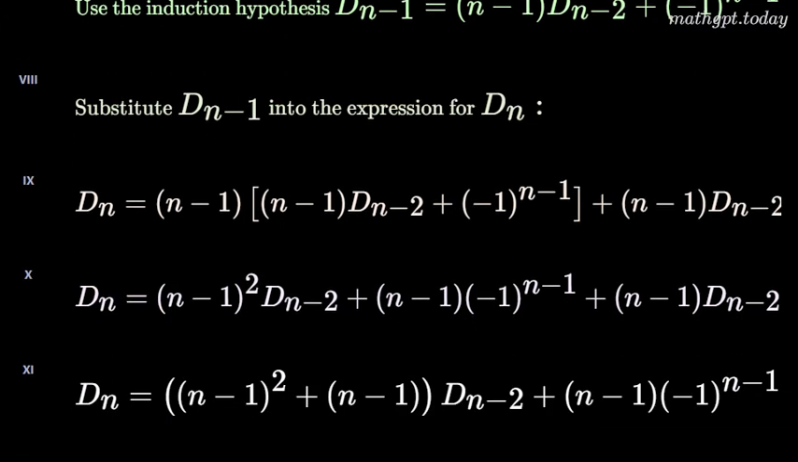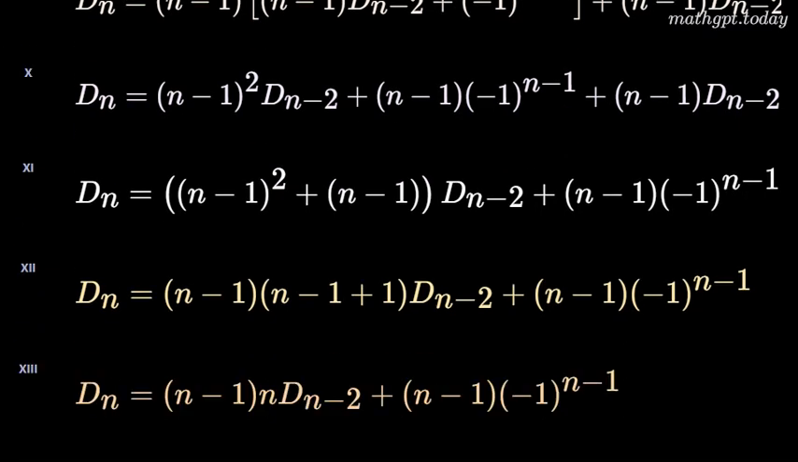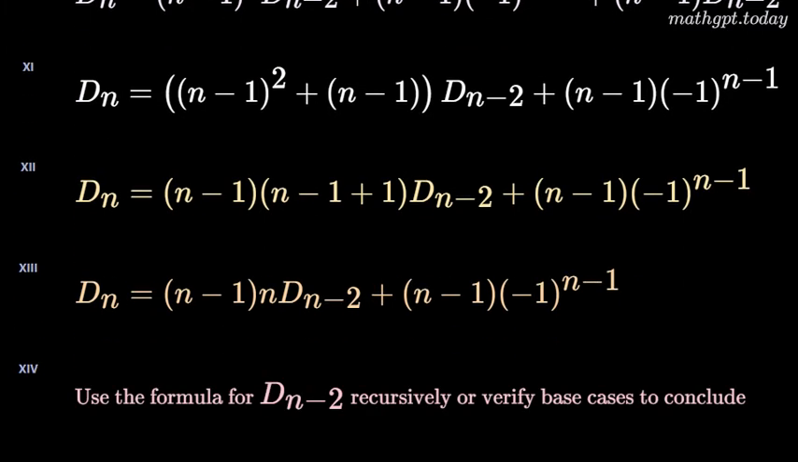Next, we combine like terms to get d_n equals the sum of (n-1)^2 plus (n-1), times d_{n-2}, plus (n-1) times (-1)^{n-1}. This simplifies to d_n equals (n-1) times ((n-1) plus 1) times d_{n-2} plus (n-1) times (-1)^{n-1}. We can further simplify this to d_n equals (n-1) times n times d_{n-2} plus (n-1) times (-1)^{n-1}. At this point, we can use the formula for d_{n-2} recursively or verify base cases to conclude our proof.